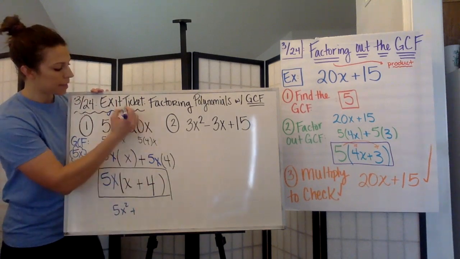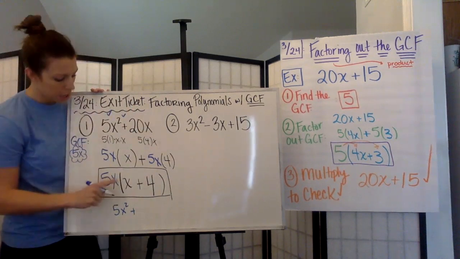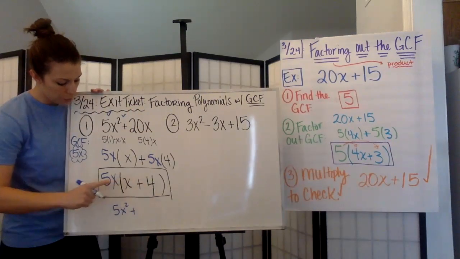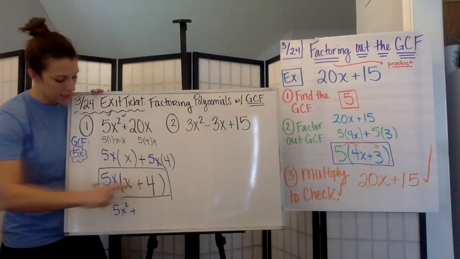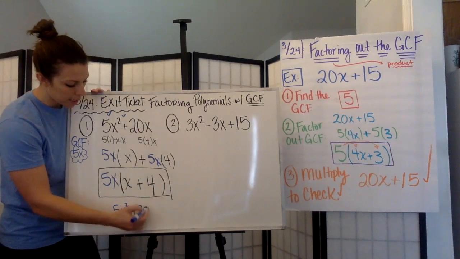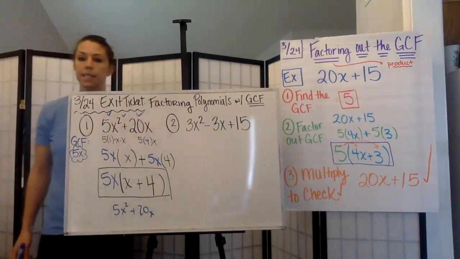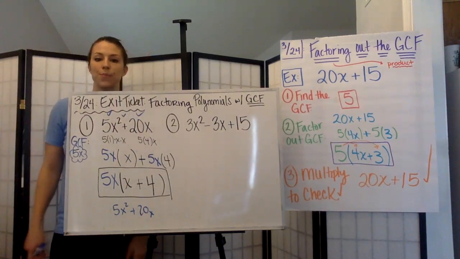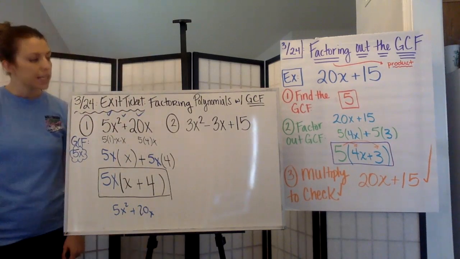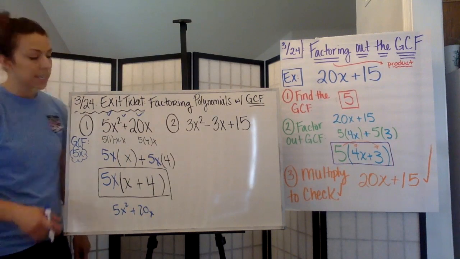Plus, that shows me that I maintain my structure. 5x times 4, well, 5 times 4 is 20, times x is 20x. My structure was maintained. I'm good to go. All right, let's take a look at that second expression. This one is a trinomial.